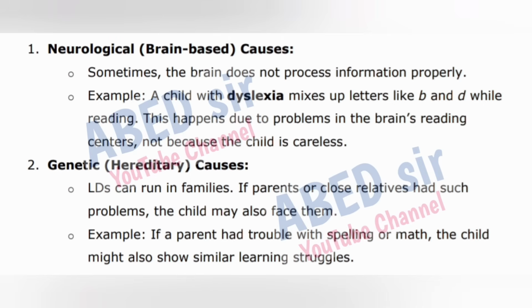Example, a child with dyslexia mixes up letters like B and D while reading. This happens due to problems in the brain's reading centers, not because the child is careless. 2. Genetic, hereditary causes. LDs can run in families. If parents or close relatives had such problems, the child may also face them. Example, if a parent had trouble with spelling or math, the child might also show similar learning struggles.